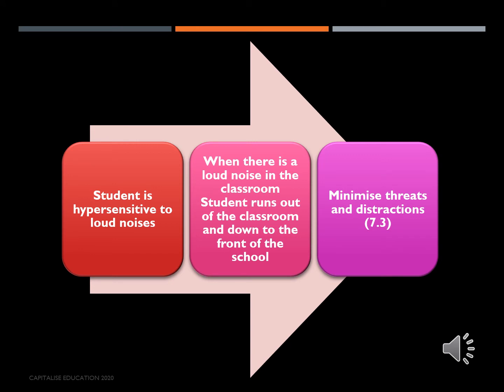Our hypothetical student is hypersensitive to loud noises. This means that when there is a loud noise in the classroom, the student runs out of the classroom and down to the front of the school. Knowing this functional impact, we can look at our UDL framework and identify any relevant checkpoints. In this case, checkpoint 7.3 might be useful. We could look at minimizing threats and distractions in the classroom.